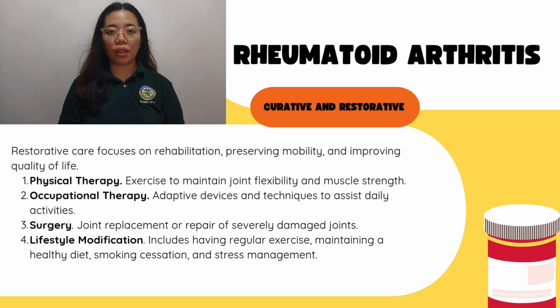Restorative care focuses on rehabilitation, preserving mobility, and improving quality of life. This includes the following: physical therapy, exercise to maintain joint flexibility and muscle strength; occupational therapy, adaptive devices and techniques to assist daily activities; surgery, including joint replacement or repair of severely damaged joints; and lifestyle modification, which includes regular exercise, maintaining a healthy diet, smoking cessation, and stress management.